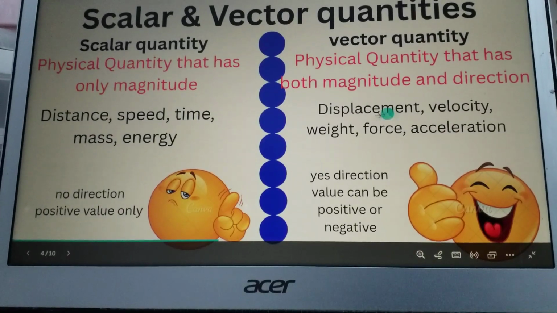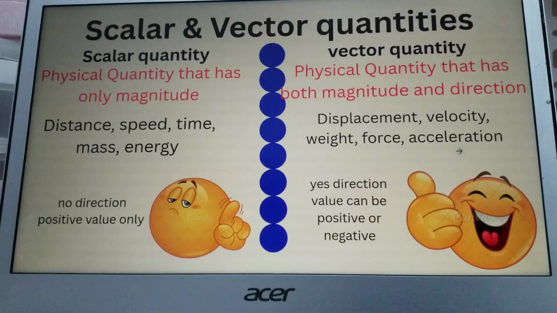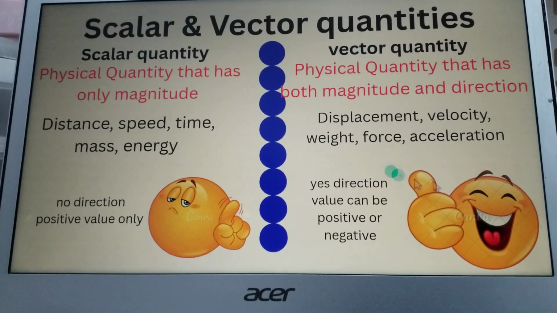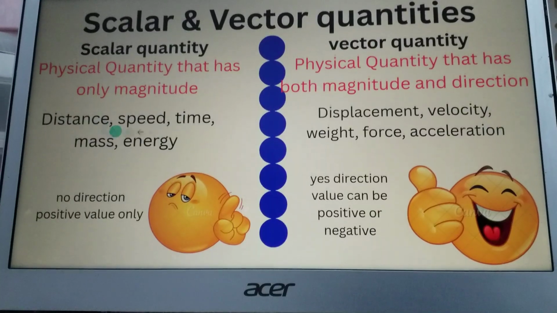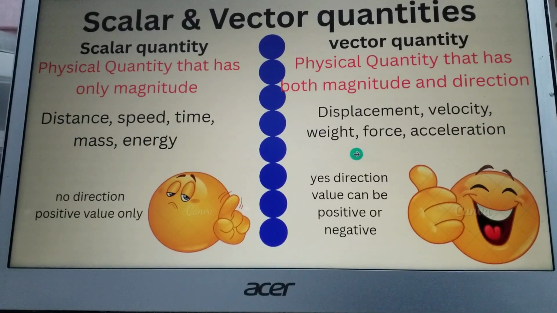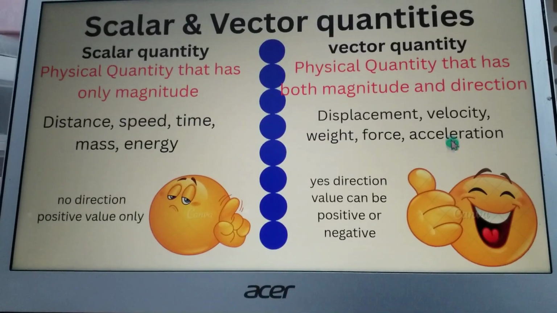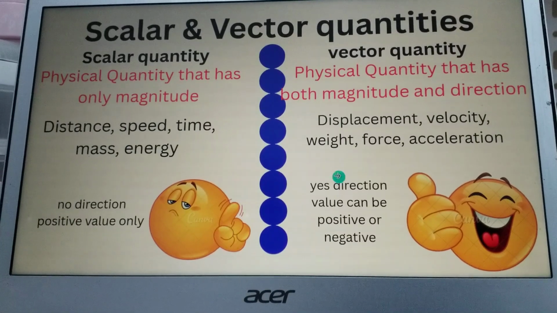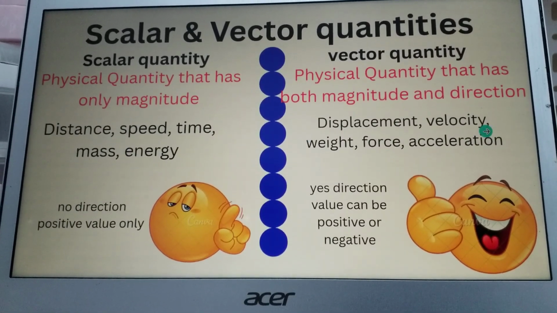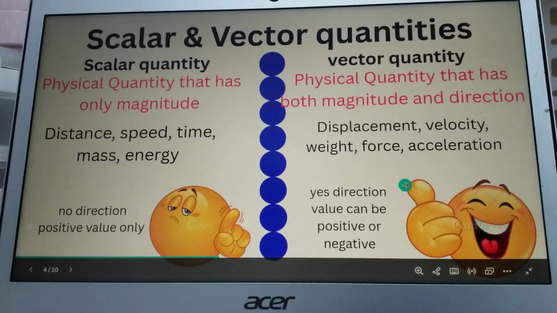But for vector quantities, for example displacement, velocity, weight, force, and acceleration, we can show directions. There are more actually; these are just examples. There is direction because the definition says so: both magnitude and direction. So that means they can show the direction, and the value of vector quantities can be positive or negative.